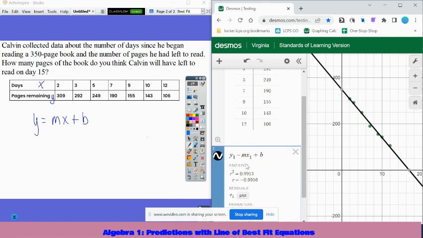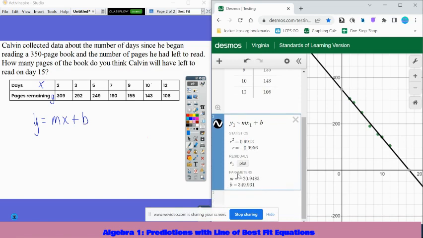Now take a look at your statistics. My R2 value is a 0.99. That is really, really close to 1. This is an awesome R2 value. That says that this line is a really, really good correlation. This is very strong, and so it'll help me make accurate predictions.